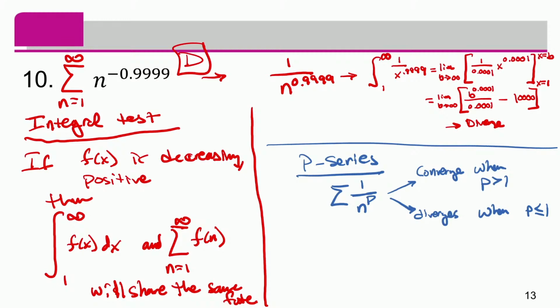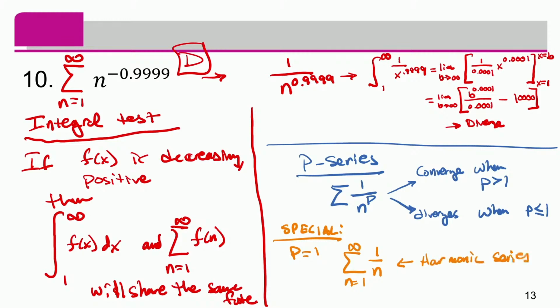But I need to mention one more thing: there is a special series. When P equals 1, you have 1 over n. This one diverges as well, but we have a name for it. That's the only reason I'm making it orange. This is called the harmonic series, and it diverges.